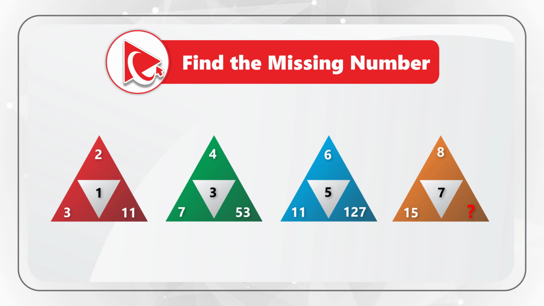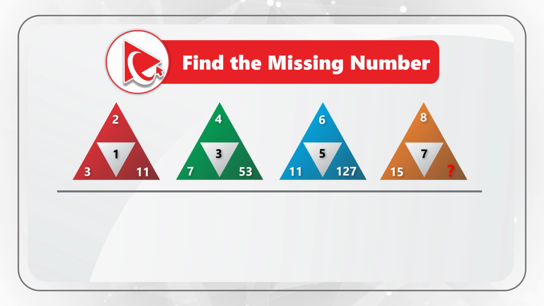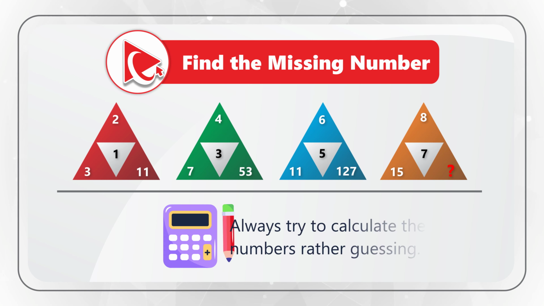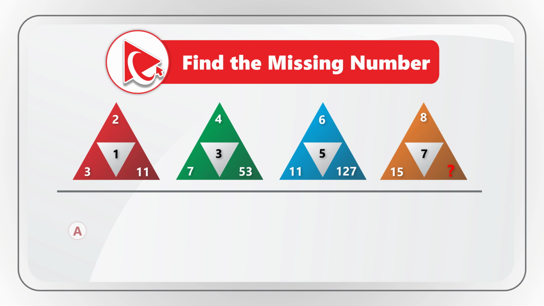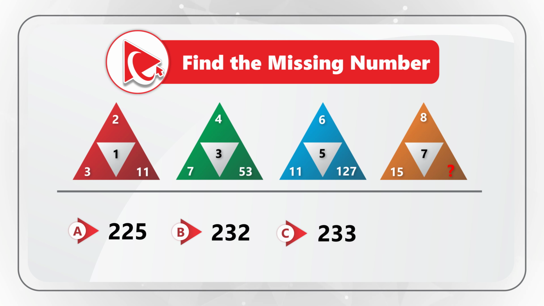Can you take a close look to see if you can come up with the answer? One tip for you is that you do not need to guess the number, but rather you need to calculate it. And you need to select the calculated number out of four different choices. Choice A, 225. Choice B, 232. Choice C, 233. And then last but not least, choice D, 240.